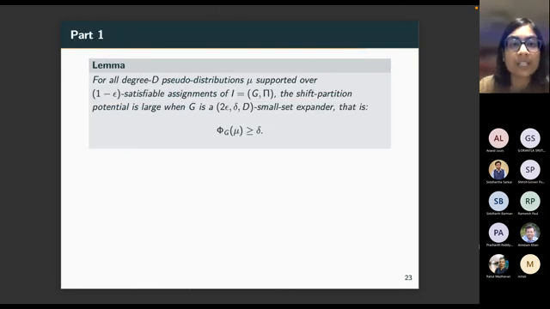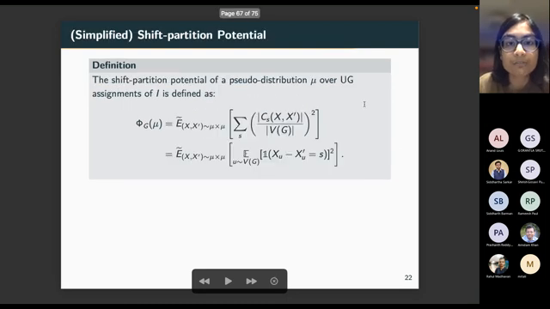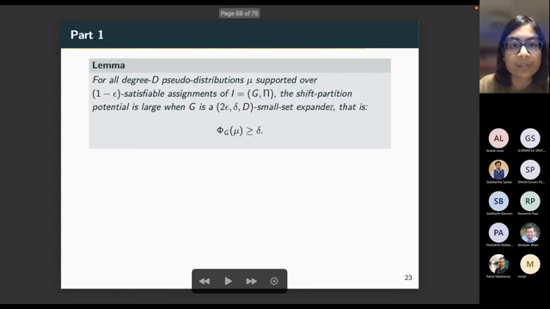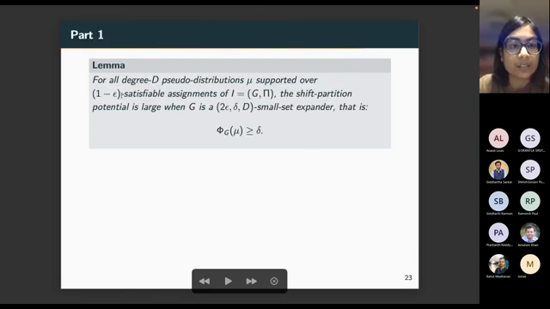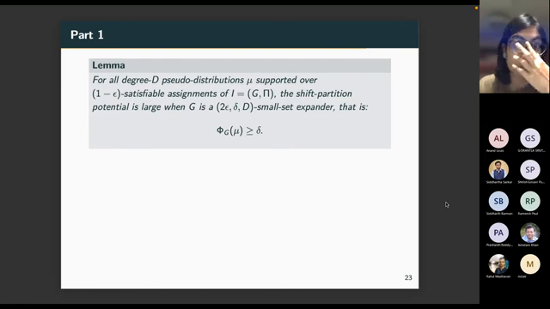So firstly, the argument I just said, that the fraction of edges crossing in the shift partition is at most epsilon, and that's why there has to be a large part. This can be formalized, and we can show that if mu is a distribution over satisfying assignments, then the shift partition potential is large, at least delta. And this happens only when we have this sum of squares proof of small set expansion. So this is a formalization of the argument I just said.